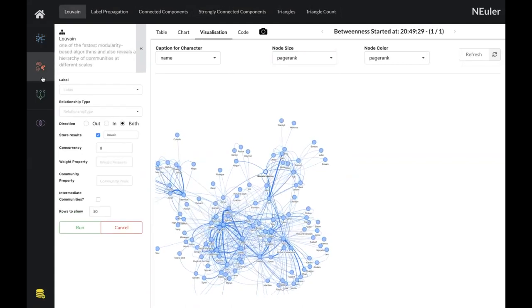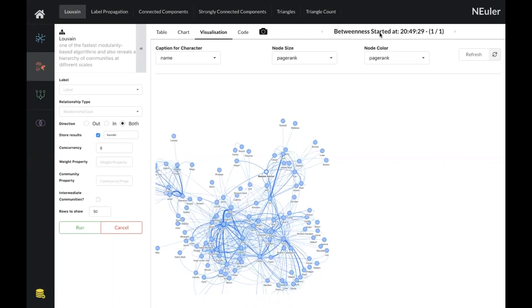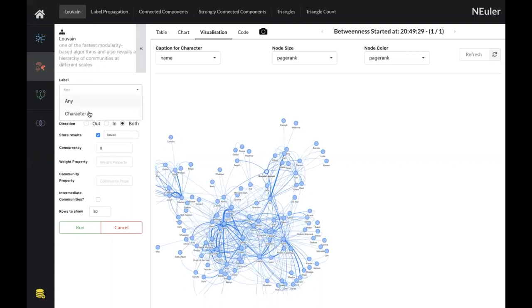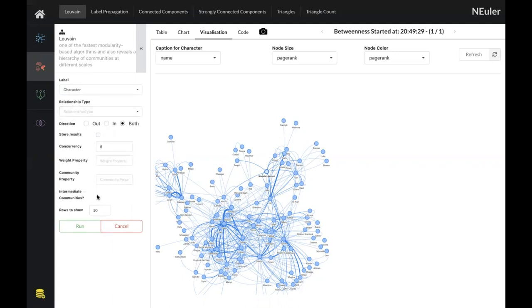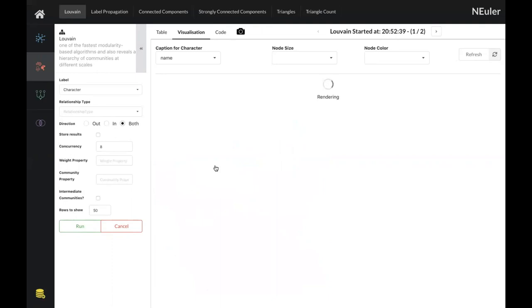You also have the other classes of graph algorithms in here, like for example the community detection algorithms. If I want to run Louvain over the characters with any relationship type in both directions, and I want to show 50 results, then, and now I'm in the rendering tab, which is going to take longer, but it will probably do that. You can hear my fan.